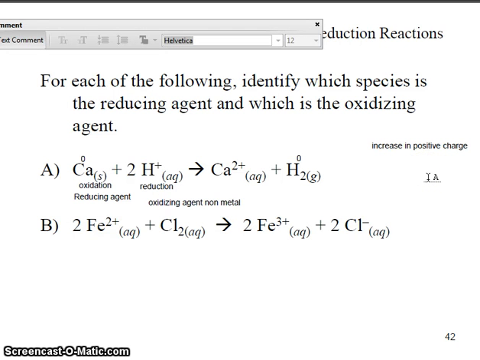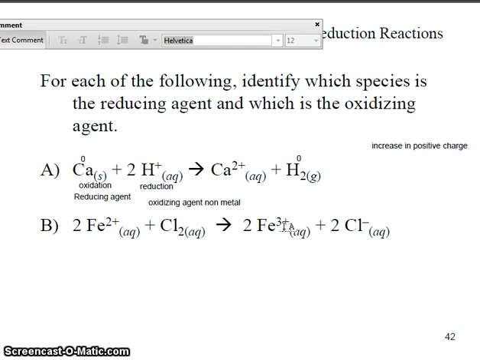Okay, so we were discussing redox reactions, and we have so far learned how to identify the reducing agents as well as the oxidizing agents. And we just did an example of calcium with two protons, giving you calcium ions and hydrogen gas. So another example that I wanted to do here is 2Fe2+ plus chlorine gives you 2Fe3+ and 2Cl-.